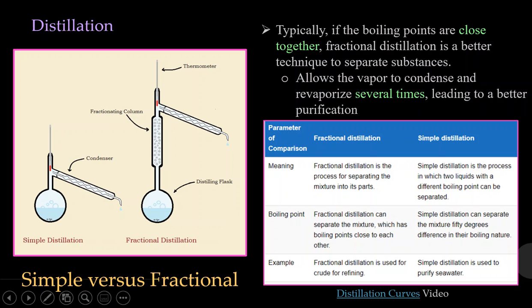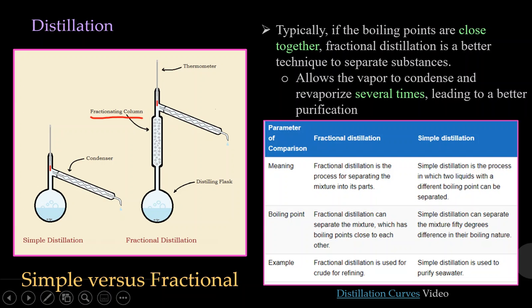But they add this fractional column here, and it winds around. What happens in that column is, as it's going up, the one that truly has the higher vapor pressure and the lower boiling point makes it to the top, gets into the condensing tube, and comes out first. Then the ones that are in between, close to that one but a little bit lower, you'll have to heat a little more to get those to come out, and so forth. So they re-vaporize several times, leading to better purification.